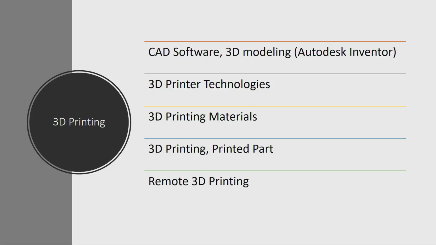I will be explaining about 3D printing. In 3D printing, there is CAD software, 3D modeling with Autodesk Inventor, 3D printer technologies, what all different types of 3D printers are available, and then 3D printing material, 3D printing and a printed part. I will show you how to 3D print, how 3D printing looks, and a 3D printed part, and remote 3D printing and remote controlling of a 3D printer.